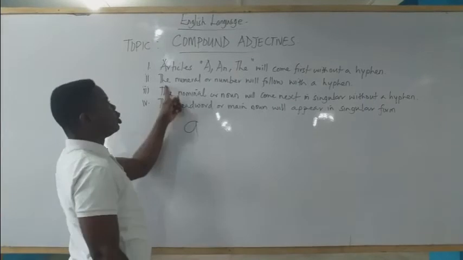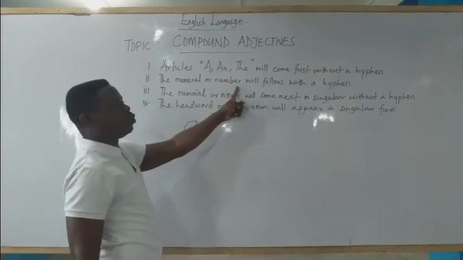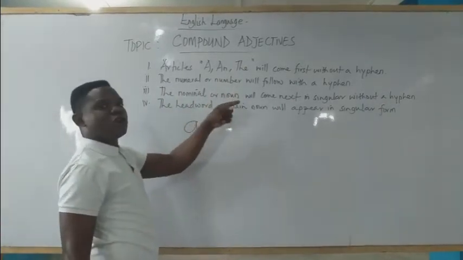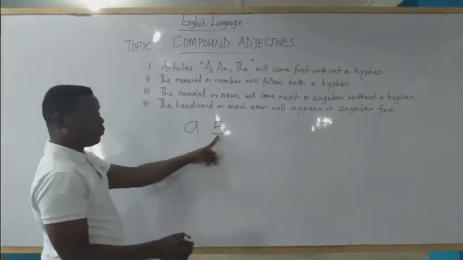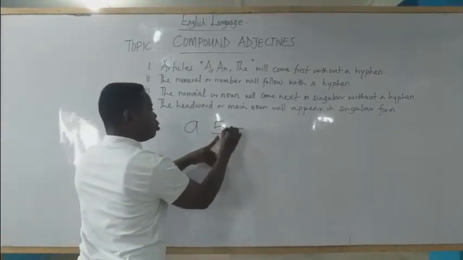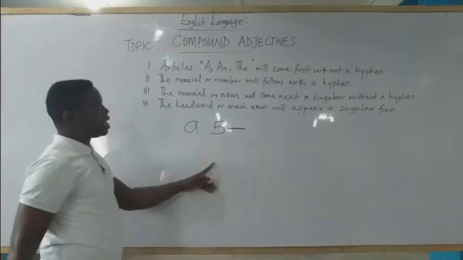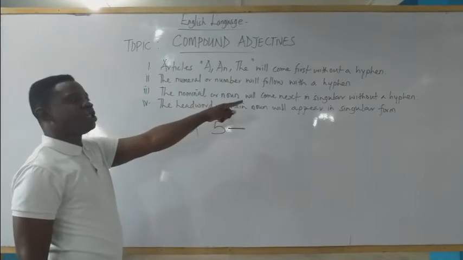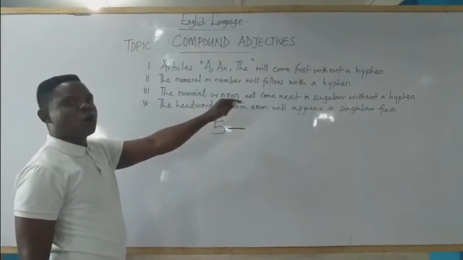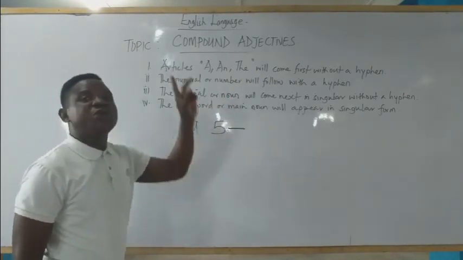That's number one. Number 2, the numeral or number will follow with a hyphen. So we have number will follow with what? A hyphen. You must put a hyphen here. That's number 2. 3. The nominal or noun will come next in singular form, without a hyphen.